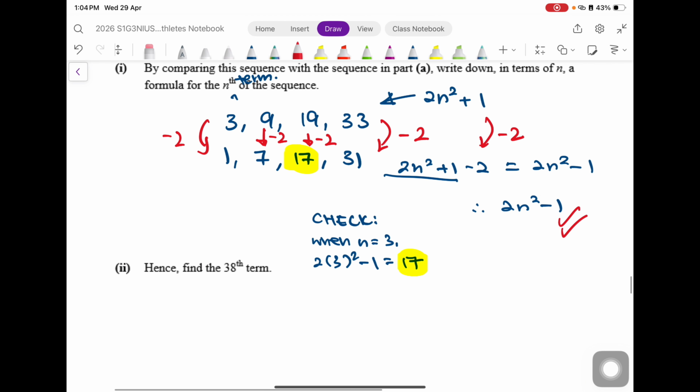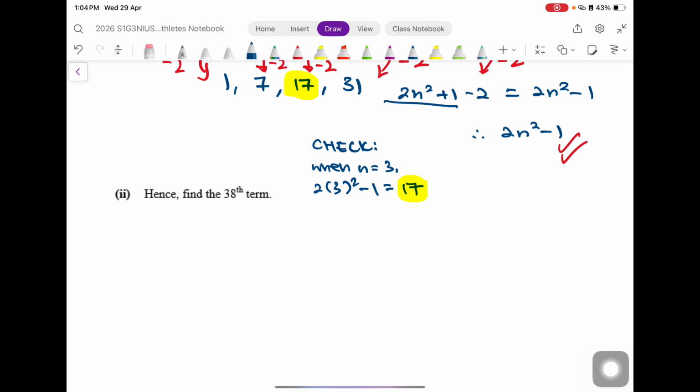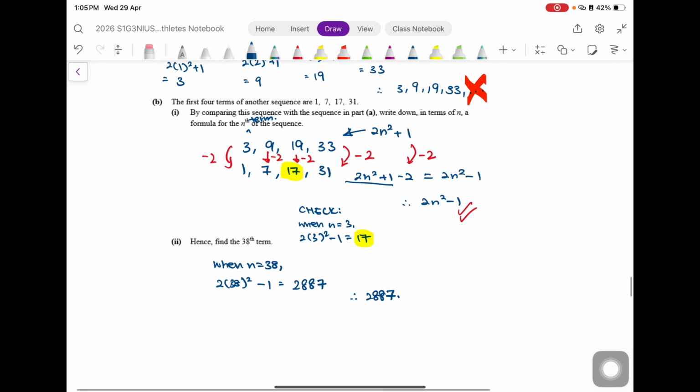Hence, find the 38th term of the new sequence. It will be when n equals 38, 2 times 38 squared minus 1. You press your calculator, you will get 2887. And this will be your answer. That is all.